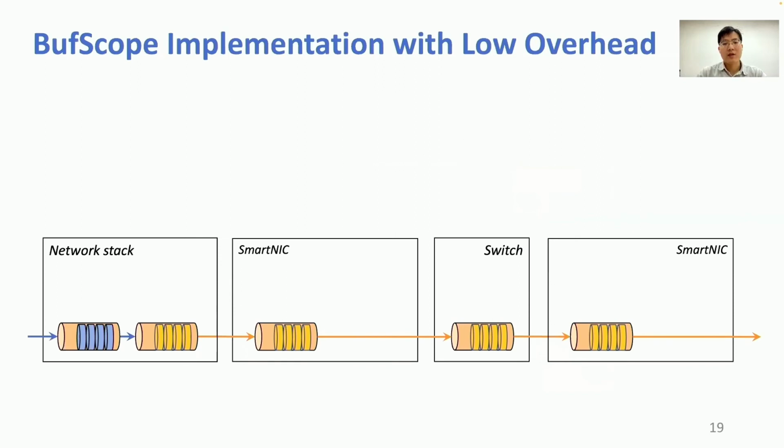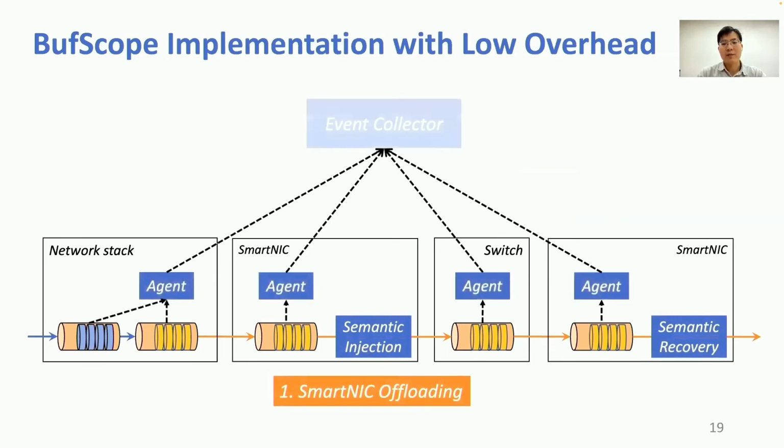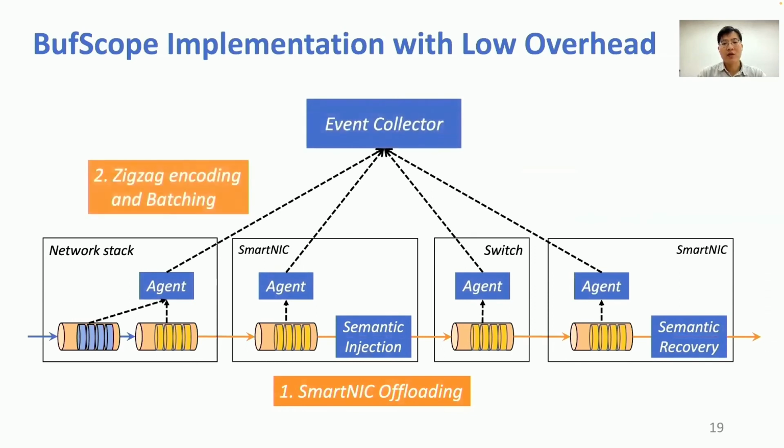We leverage several optimization techniques in the implementation to reduce CPU overhead. For semantic injection and recovery, we offload the operations to semantic hardware. For event reporting, we embed one agent in each layer and perform zigzag encoding and batched reporting to compress the bandwidth of events.